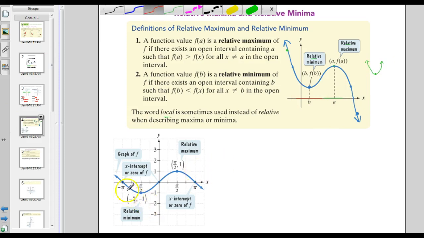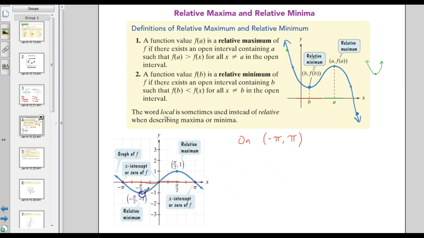Okay, so on the interval from negative pi to positive pi of this graph, and this is a graph that you'll see in 172 if any of you go on, this is called a sine curve. If we're looking from negative pi to pi, we're looking on this interval right here. What is the relative minimum and the relative maximum? Or is there a relative minimum, relative maximum?